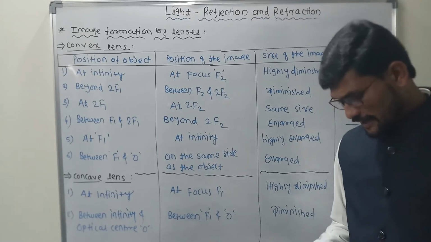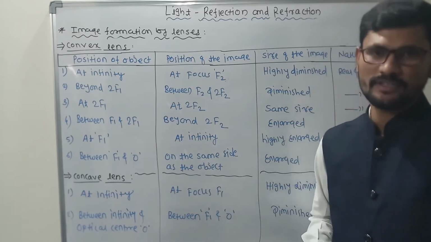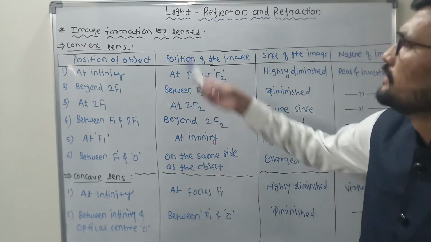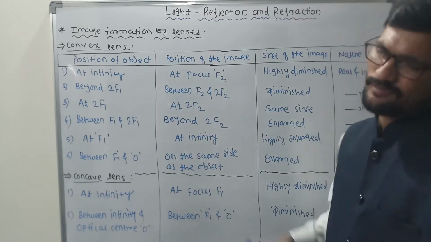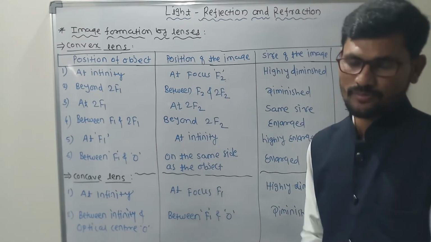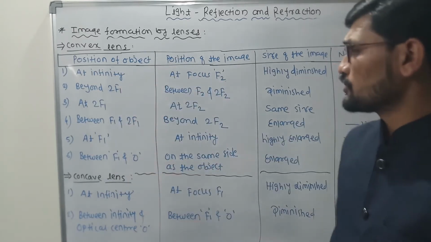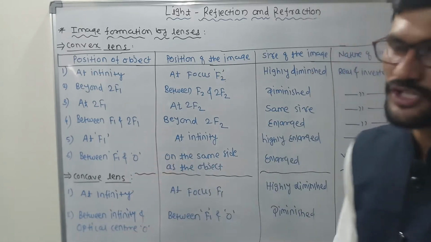Okay, now it is time to discuss the image formation by lenses. How the image is going to be formed by the lenses, we will discuss here. The image formed by the convex lens. You might be remembering the type of table we have seen earlier in the case of mirrors. The same thing is there. Now the convex lens has 6 positions and the concave lens has 2 positions.